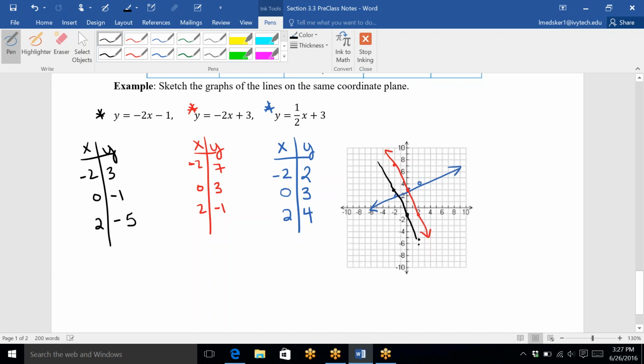So note this one is parallel to the red one, but also perpendicular to the blue one. So we'll talk more about these relationships and about something called the slope, and slope-intercept form, and how these numbers told us before we ever graphed them that that relationship was going to happen. So that'll be a discussion for class time. So that's the end of 3.3.